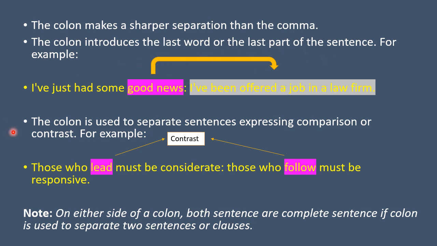For example, if you look at this sentence: I have just had some good news, and then you see a colon, I have been offered a job in a law firm. Now if you look at this part of the sentence, this is a complete sentence. I have just had some good news, and after the colon, I have been offered a job in a law firm. Now the whole bit is actually explaining this good news.